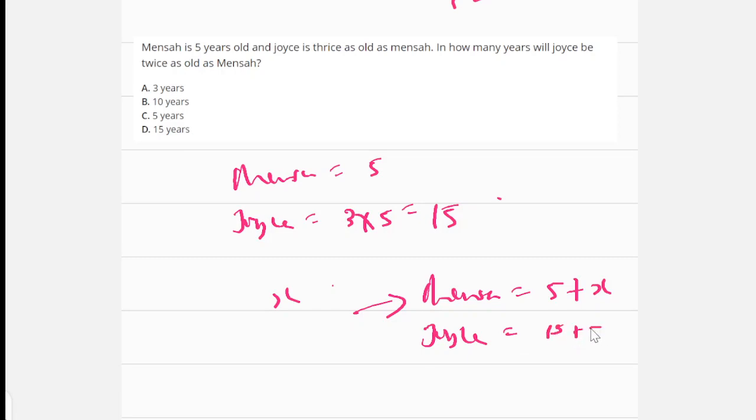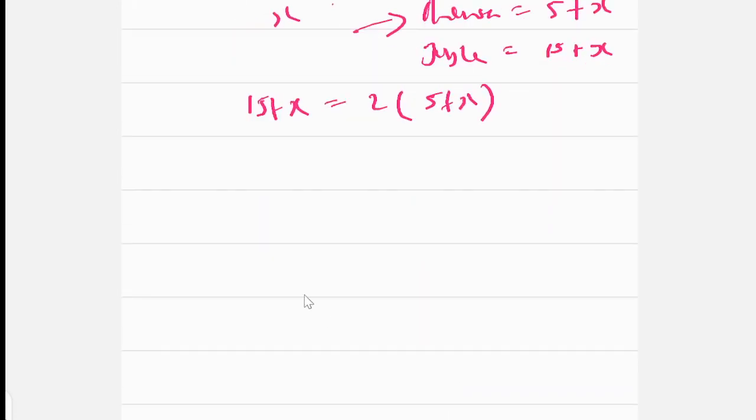That's 15 plus x. Then in how many years will Joyce be? Where is Joyce now? That's 15 plus x, as twice as old as what? Mensa. Twice means 2 times. That's 5 plus x. So if you solve it, then 15 plus x is equal to 10 plus 2x.